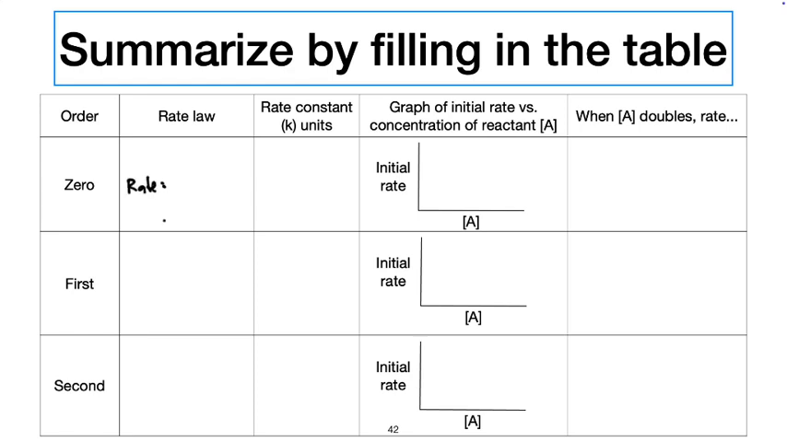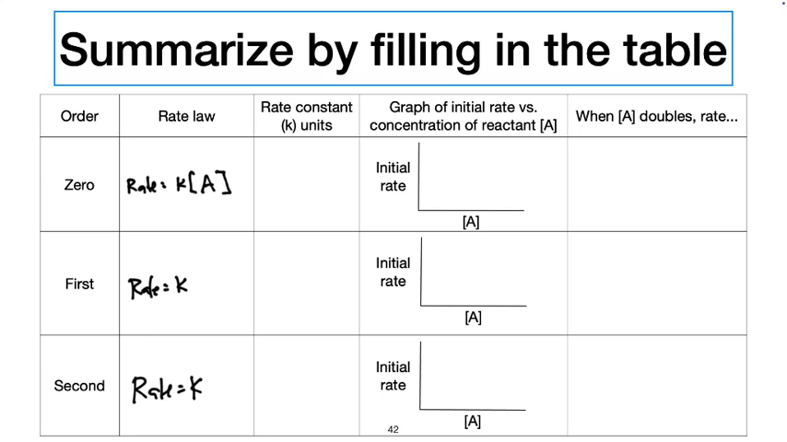Rate equals k. Next one, rate equals k. Next one, rate equals k. What's the next thing we need to write in? Concentration. Concentration of what? Reactant. What do you want to use as your symbol for reactant? Some people are saying A, perfectly acceptable.